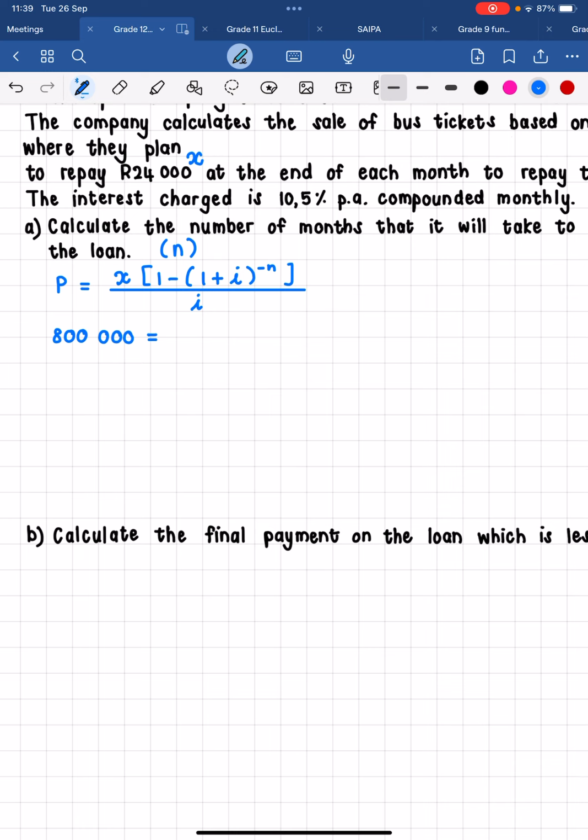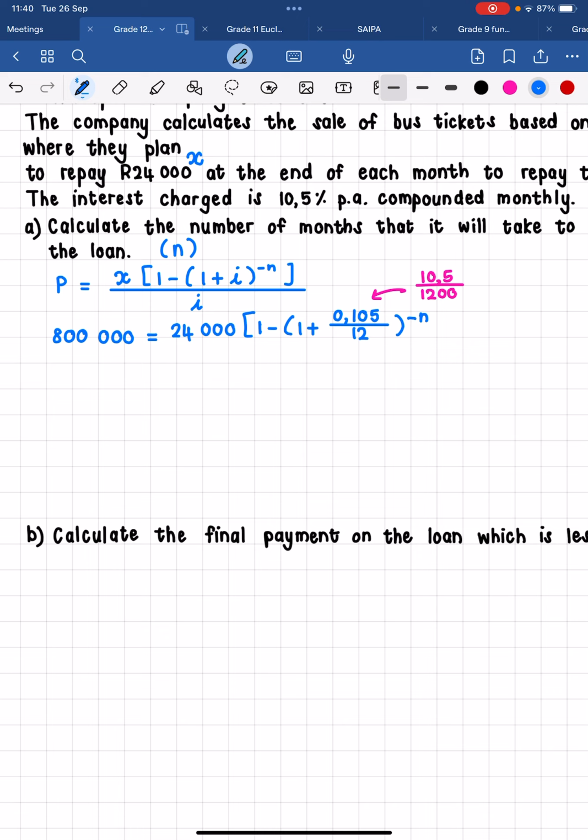Guys, usually we calculate X, right? I think we're used to doing that. In this case, they've given us the X value. That is the monthly payment, so 24,000. Bracket 1 minus, bracket 1 plus the interest rate, 10.5% compounded monthly, so 0,105 over 12. Or if you prefer, remember you can also write 10,5 over 1,200. That's also fine. Close bracket, now to the power of negative N.